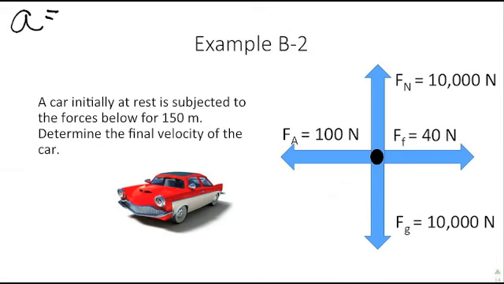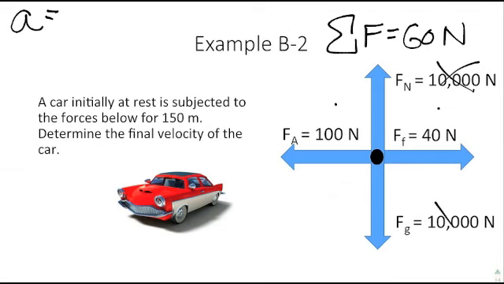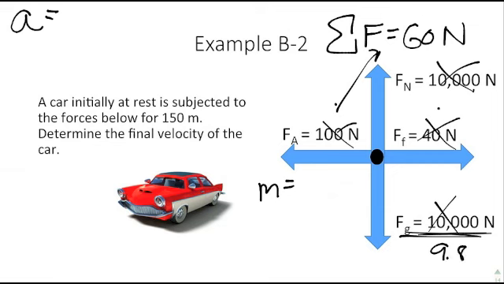So if you look right here, I've got the applied force and the frictional force, and I can find the sum of the forces. The sum of the forces in this case would be 60 newtons, because this cancels with this, and then this you subtract, and you get 60 newtons. I can also figure out the mass in this question. The mass is going to be the weight divided by 9.8. So if you take 10,000 and divide by 9.8, you actually end up with about a mass of 1,020 kilograms.